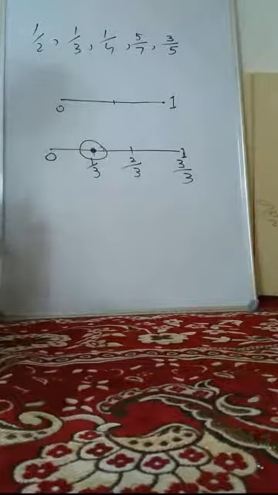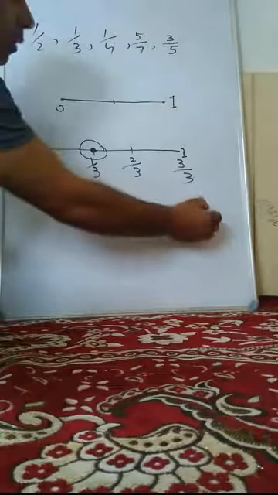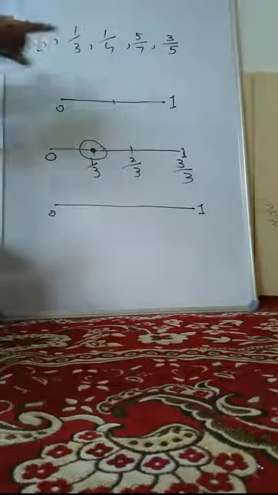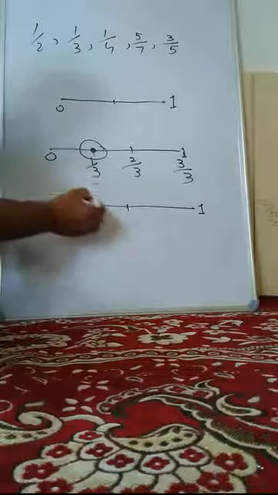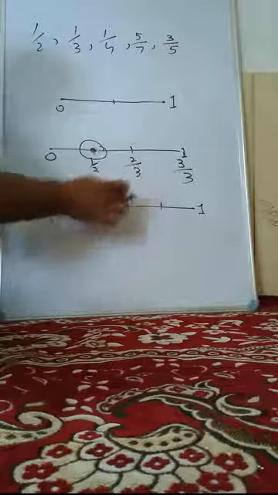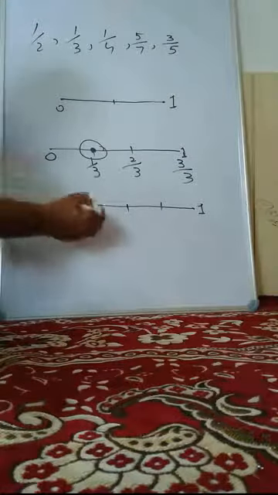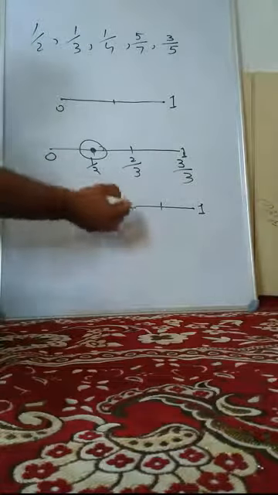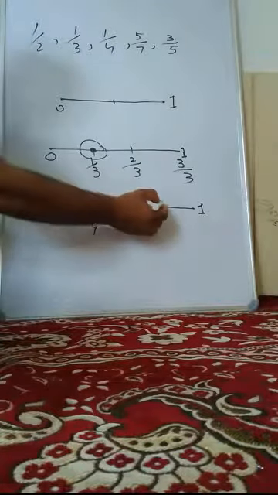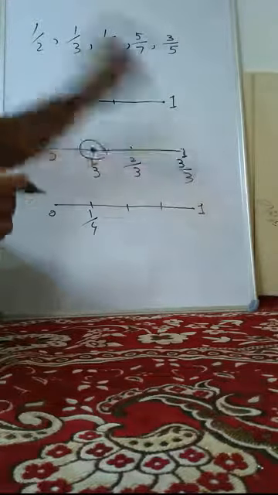Now 1 by 4. 0, 1, 1 by 4. Divide it into 4 equal parts. 1 part, 2 parts, 3 parts, 4 parts. 4 equal parts. This is 1 by 4. So 1 by 4 lies at this point. What is this point? This is 2 by 4. And this point is 3 by 4. And this point is 4 by 4, which means 1.